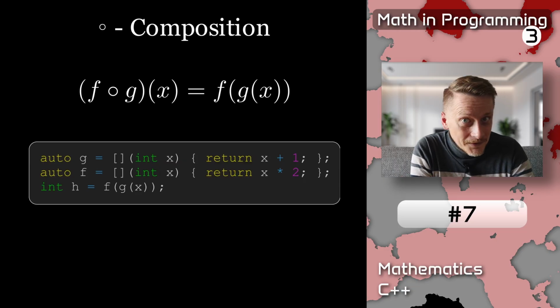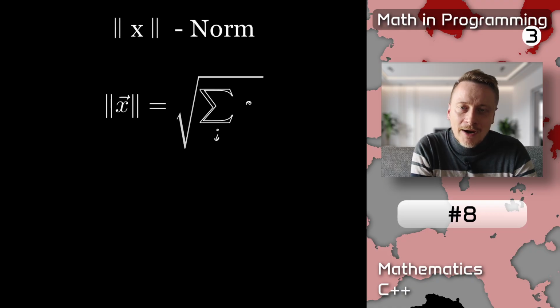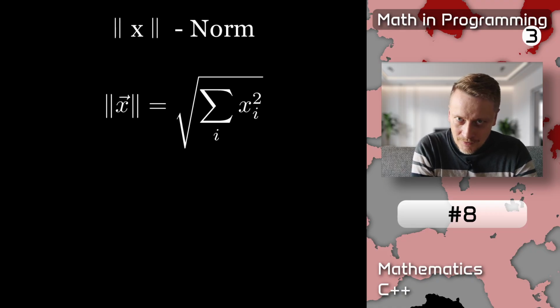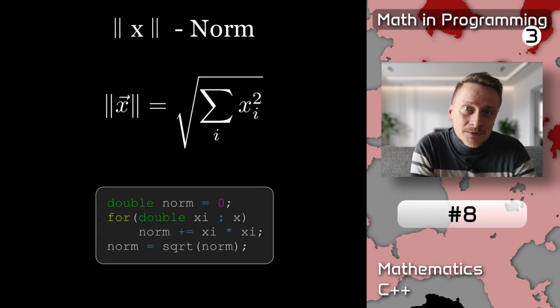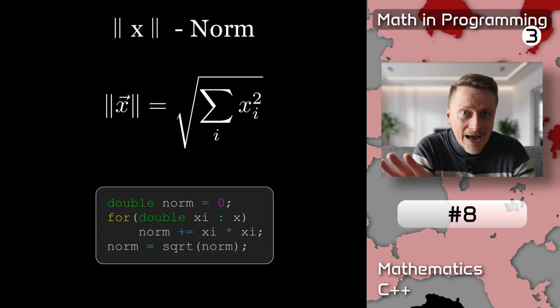Simple, elegant, powerful. Finally, let's explore two key ideas from linear algebra. First, the norm of a vector, which is just its length or magnitude. The formula is the Pythagorean theorem, extended to any number of dimensions. The C++ code follows step by step. Loop, square, sum, and take the square root at the end.